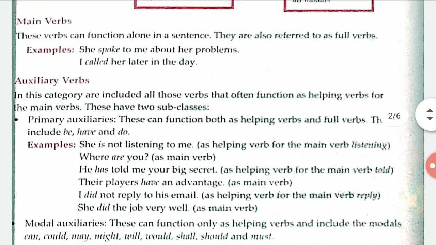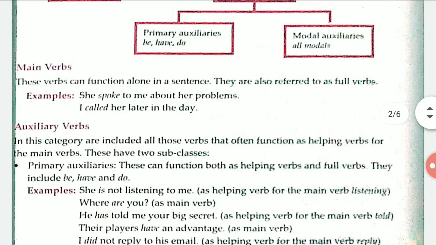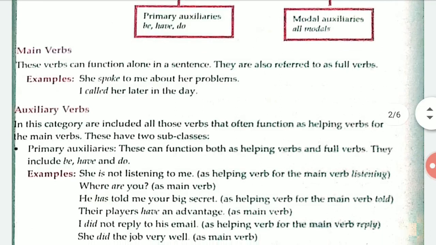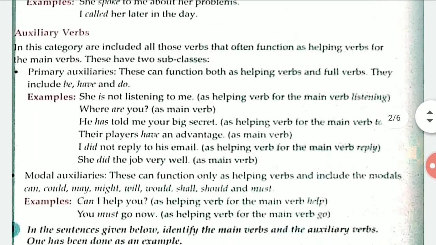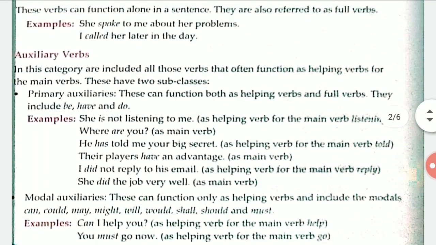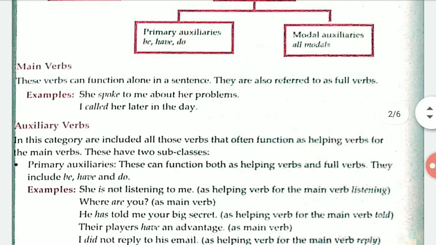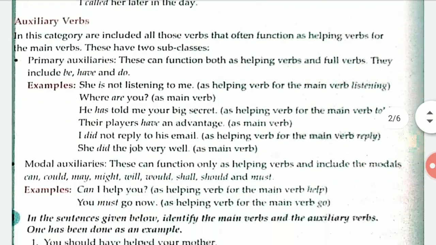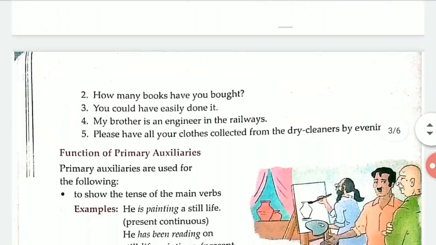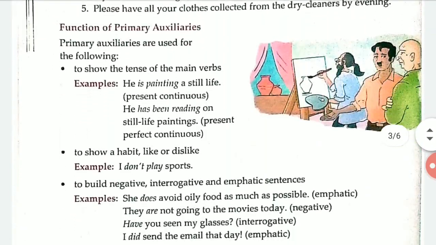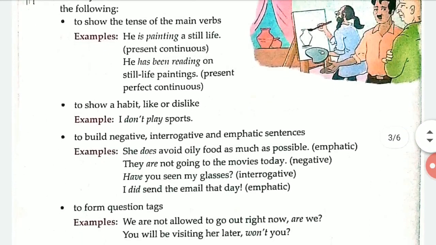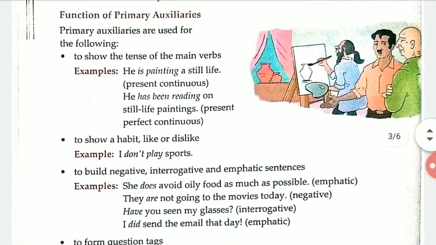Primary auxiliaries can function both as helping and full verbs, and modal auxiliaries are always used as helping verbs. Main verbs act as a full verb alone in a sentence. So these were the things we have seen, and later we saw the functions of primary auxiliaries. So this is all for today, and I want everyone to watch the video again and again.